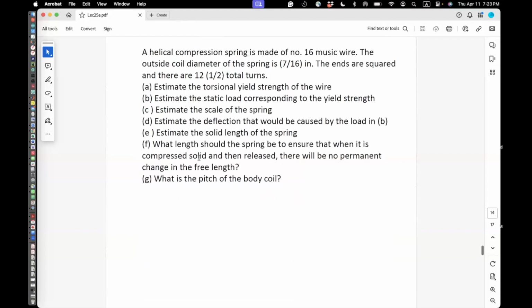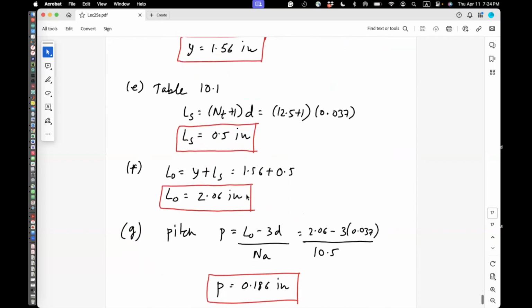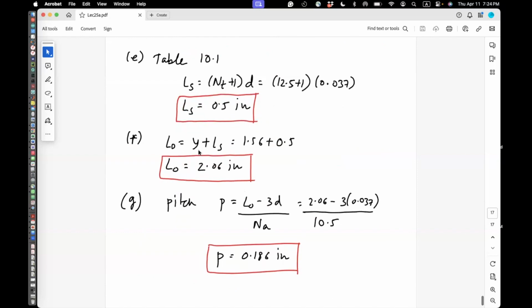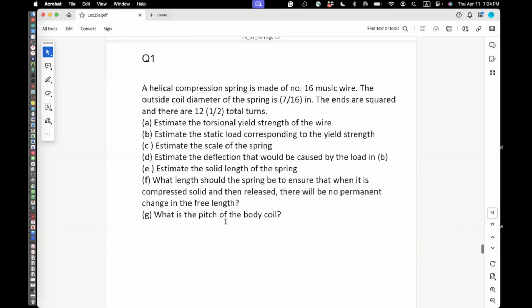Next we are asked what length the spring should be so that when it is compressed solid and then released, there'll be no permanent change in the free length. This is basically the net length of the spring. This can be obtained by simply adding the deflection y to Ls. So it's 2.06. The last question, G, is what is the pitch of the body coil?